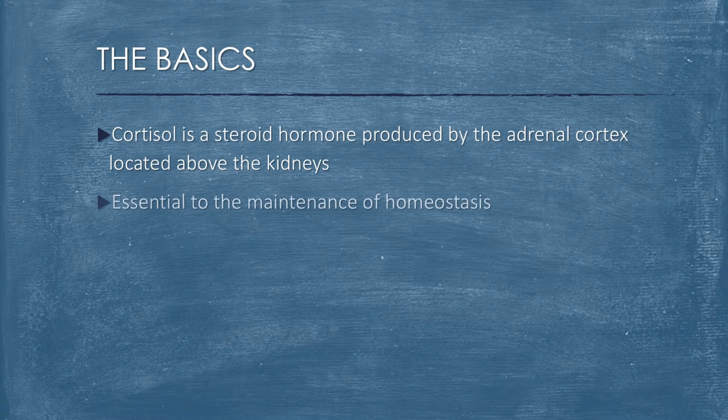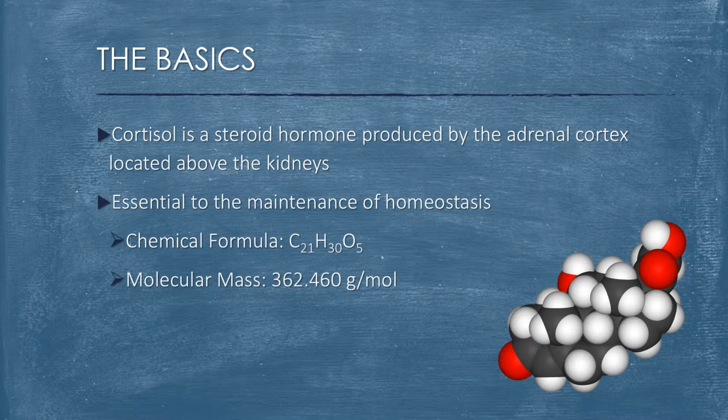Now let's talk about the basics of cortisol. If you don't know what cortisol is, don't worry, the definition is right here. Cortisol is a steroid hormone produced by the adrenal cortex, and the adrenal cortex is located above the kidneys. Cortisol is essential for the maintenance of homeostasis.